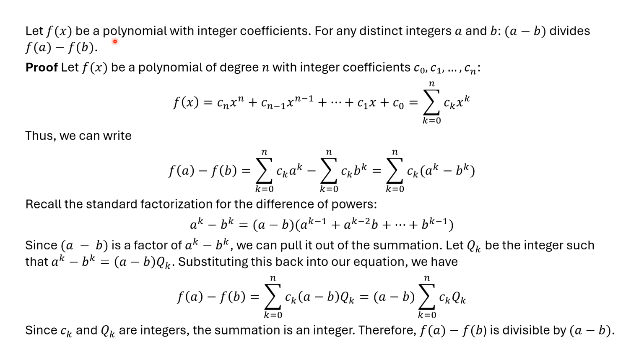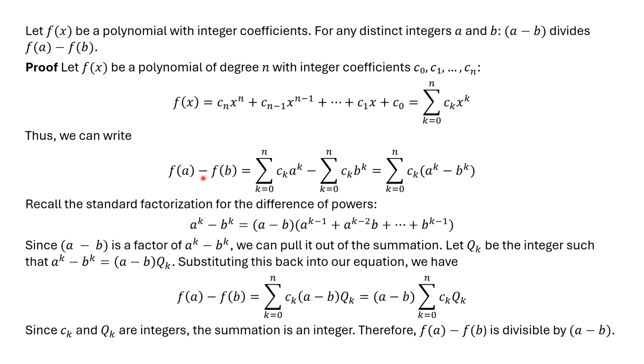On this slide, I prove the result I mentioned on the previous slide. Let f of x be a polynomial with integer coefficients. For any distinct integers a and b, a minus b divides f of a minus f of b. So let's prove that. Let f of x be a polynomial of degree m with integer coefficients. So we'll write it out like this, or in summation form here.